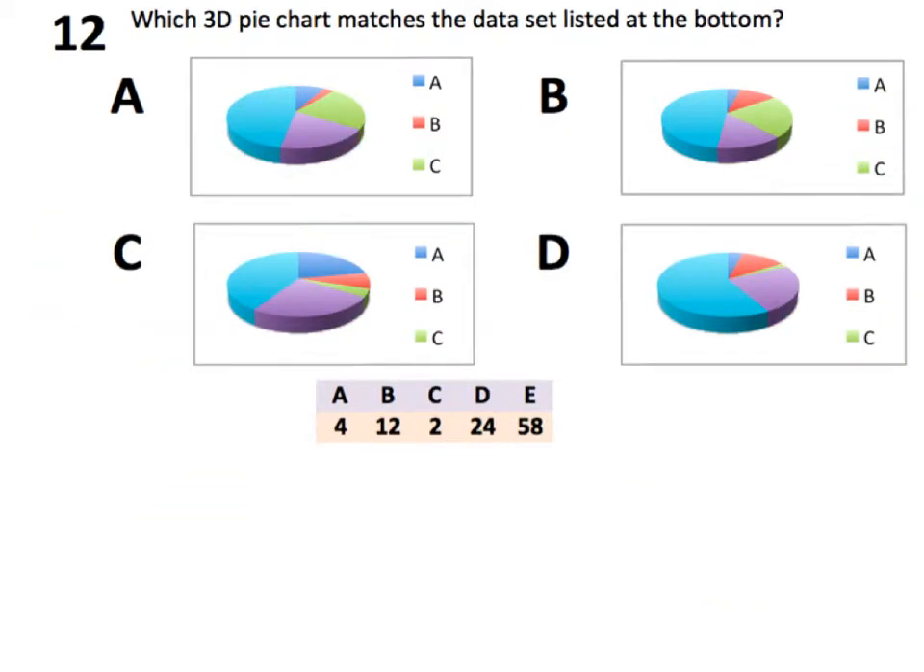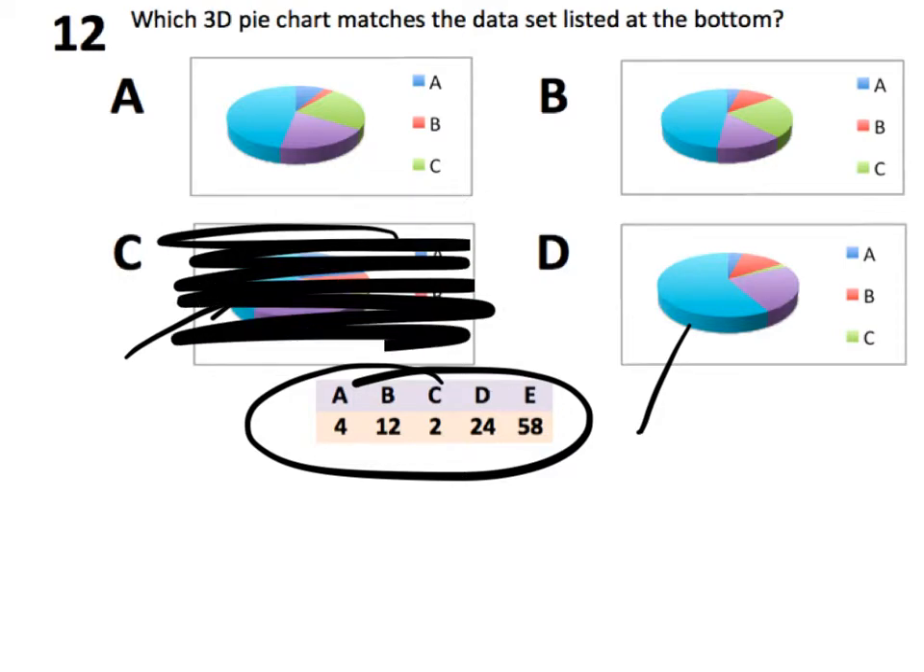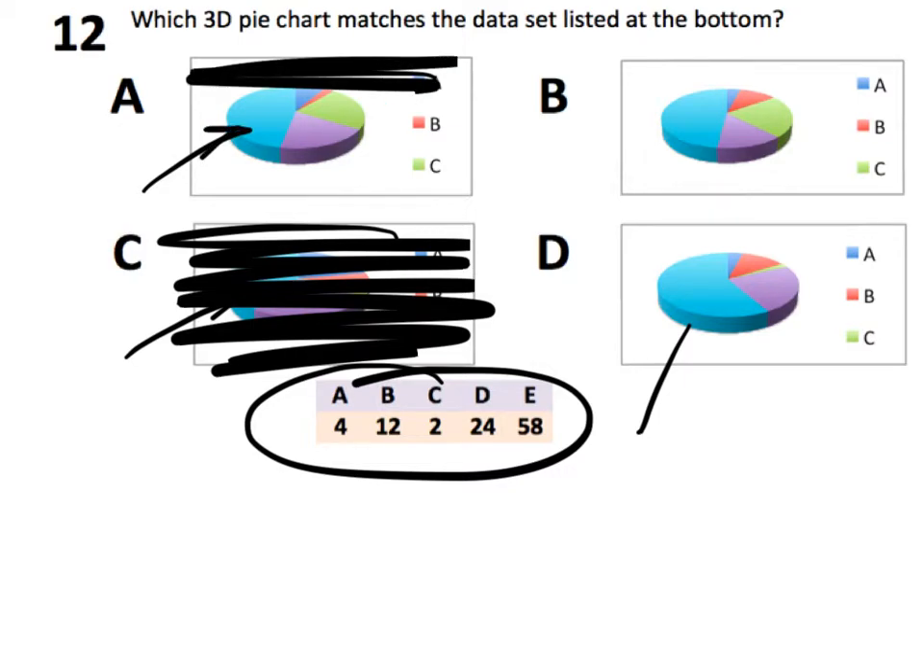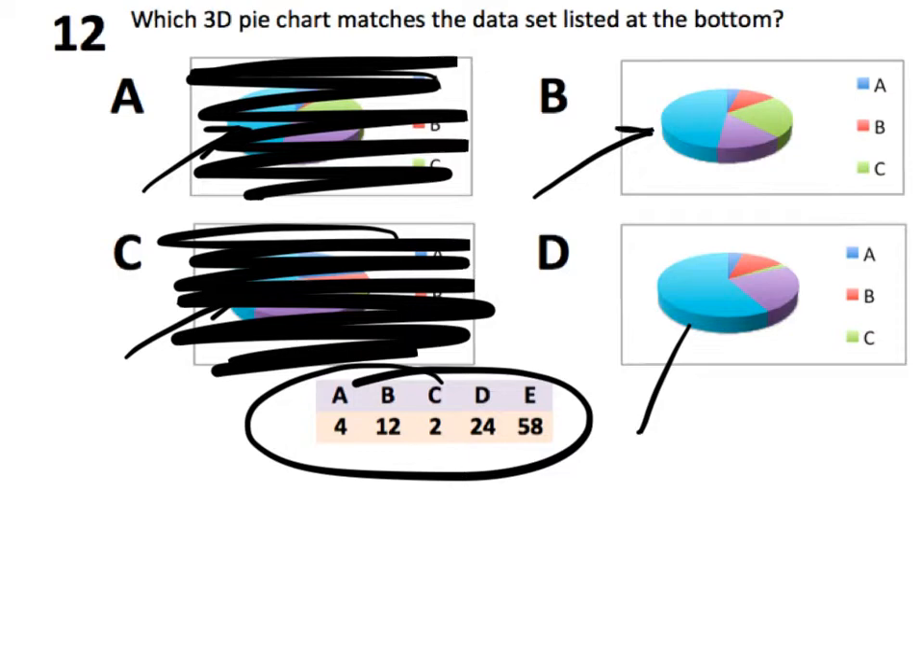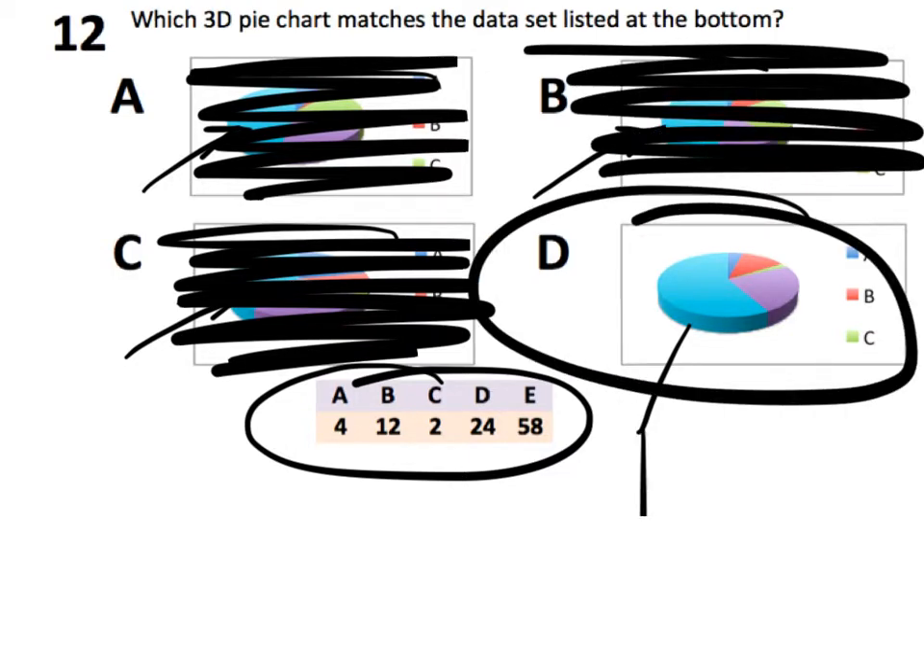Alright, which 3D pie chart matches the data set listed at the bottom? Okay, for E, remember E was which color? Light blue. So we're talking about that thing. We need something that is 58%. Is that 58%? No. Is this 58%? No. Is this 58%? No. So that one is an easy one, D.